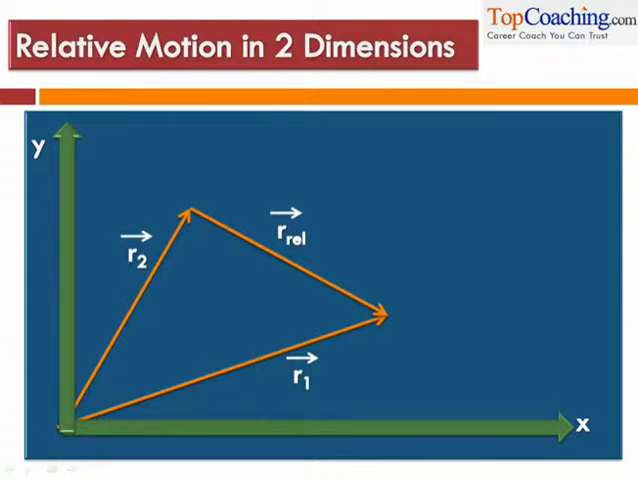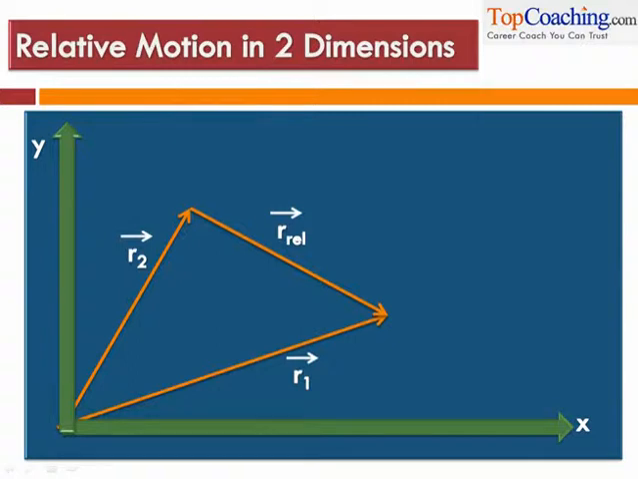Understood? In this diagram you can see that r2 vector plus r relative vector is r1 vector, isn't it? So you can say that r1 vector minus r2 vector is r relative. This r relative vector shows the position of r1 vector with respect to r2 vector. So if you draw a vector from the tip of r2 vector to the tip of r1 vector, you will get the position of r1 vector with respect to r2 vector.